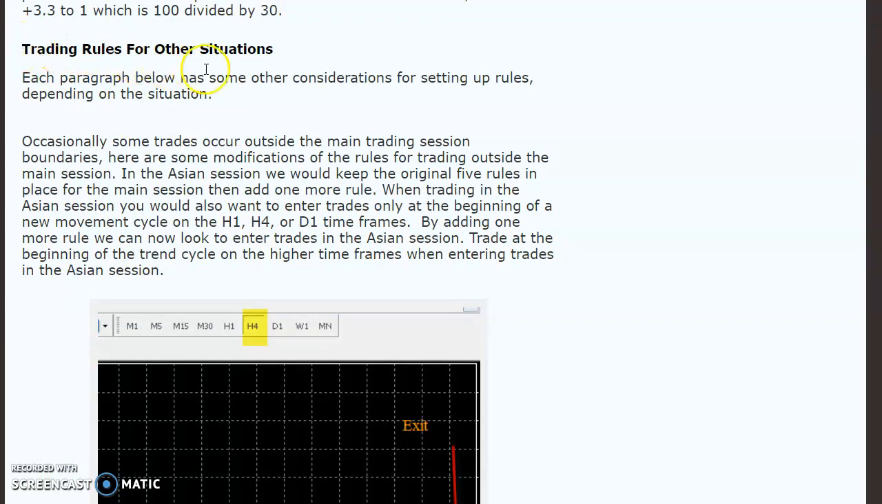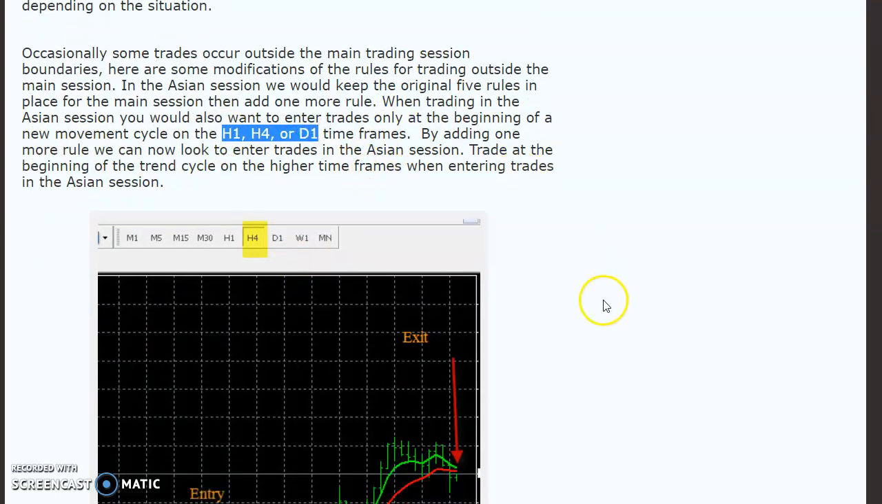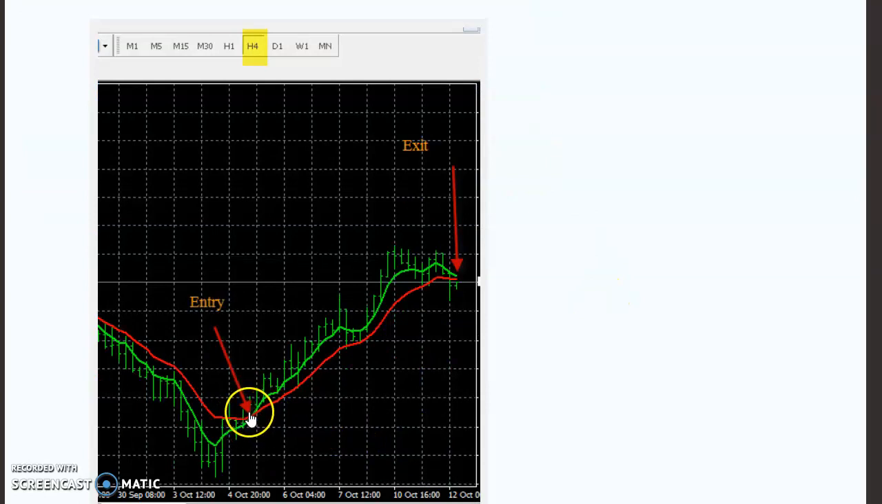Now, once you get some experience, there's a lot of different things that you can do. Maybe not really additional rules. Some of these are additional rules, but some of them are just slight modifications to the basic rules. One of them is trading in the Asian session. If you trade in the Asian session, make sure you have a brand new trend starting on one of these 3 time frames. A brand new trend means that our trend indicators, which you can find on our website, are starting a new cycle.